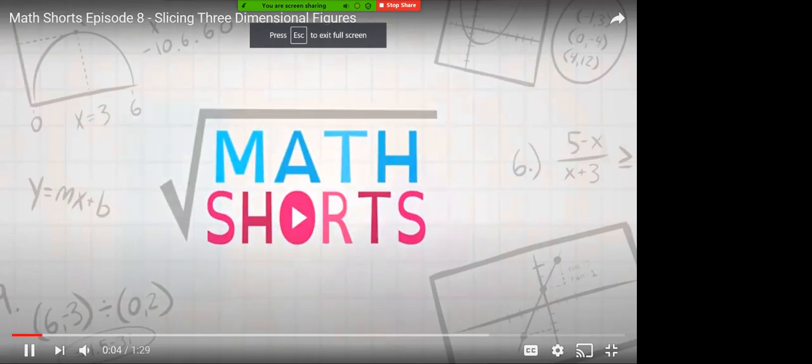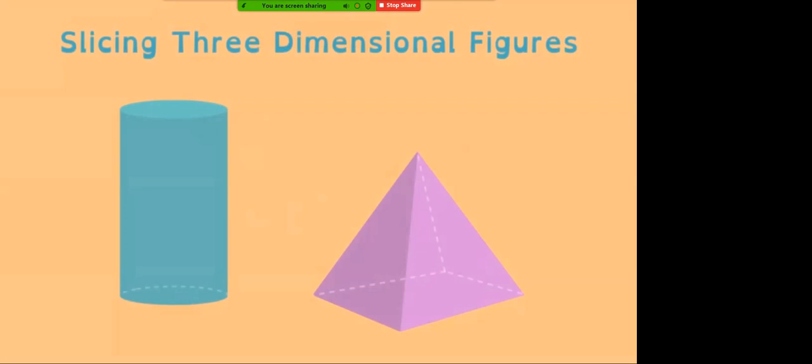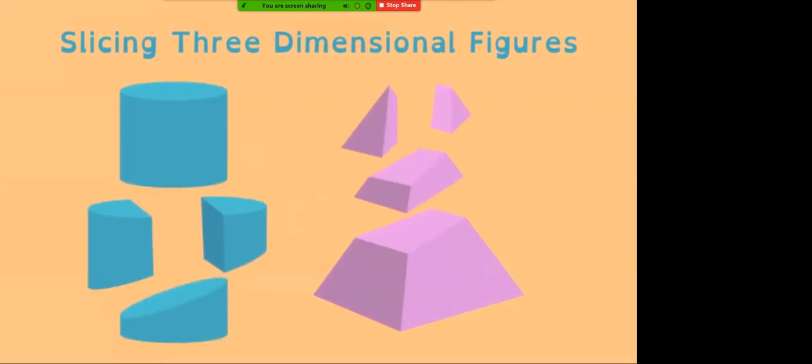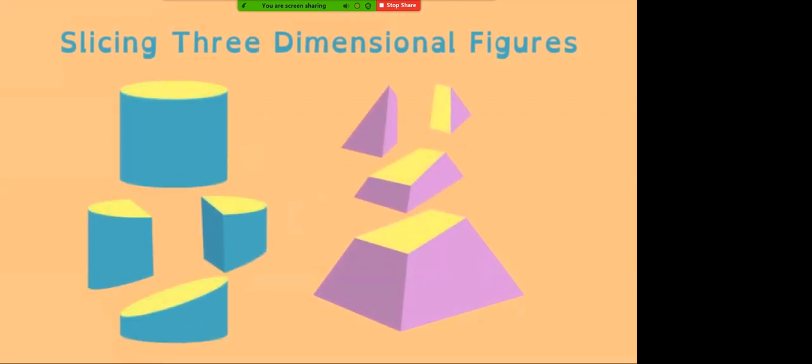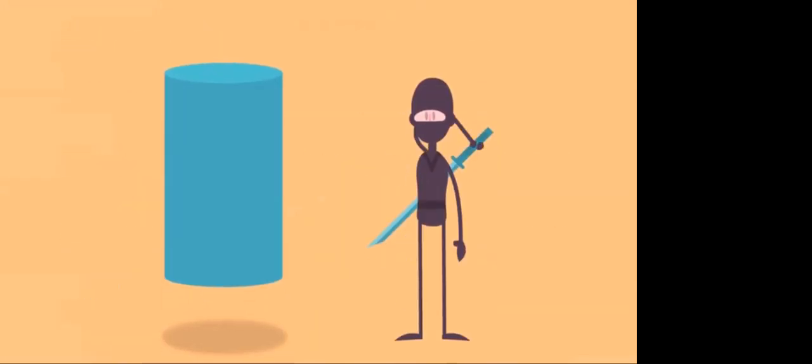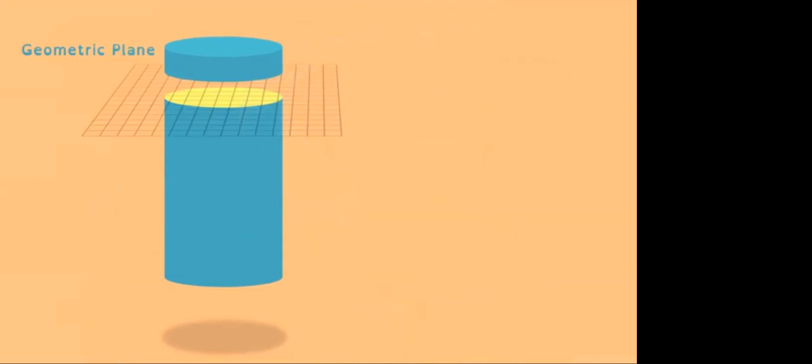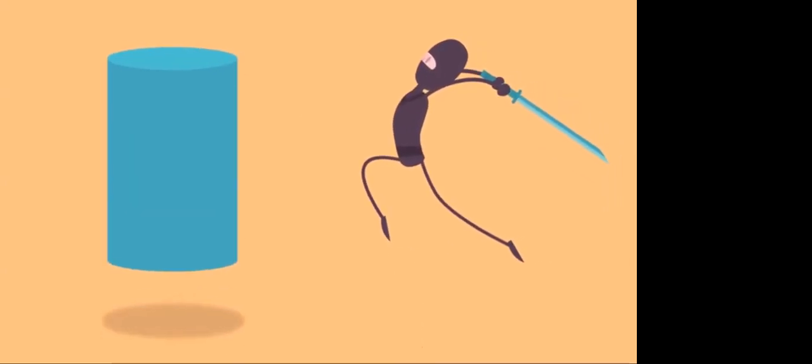Math shorts. Slicing solid, three-dimensional figures results in different two-dimensional shapes, depending on how you slice them. If you cut through a cylinder with a geometric plane parallel to the cylinder's base, the two-dimensional cross-section is a circle. Any way you slice it, you can get two-dimensional shapes from three-dimensional figures. When you slice a cylinder from top to bottom, perpendicular to its base, then look at the cross-section straight on, you get a rectangle.